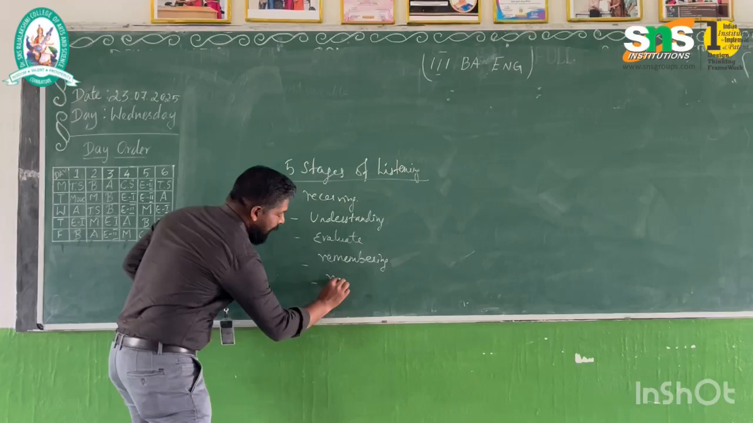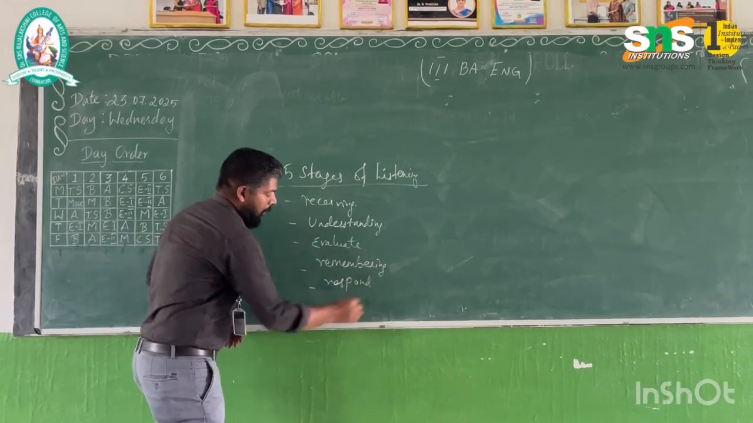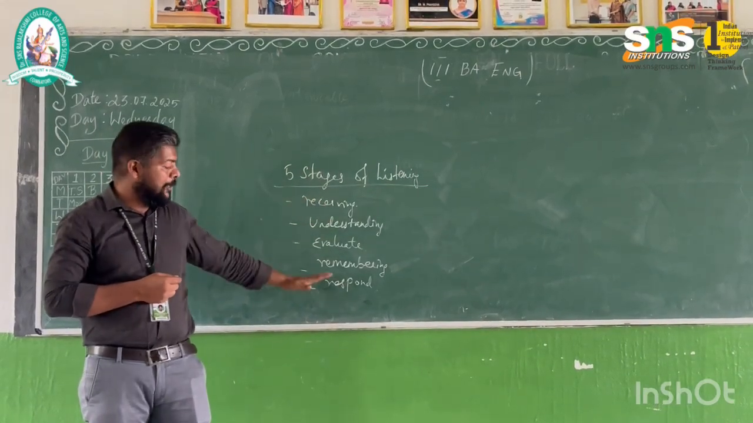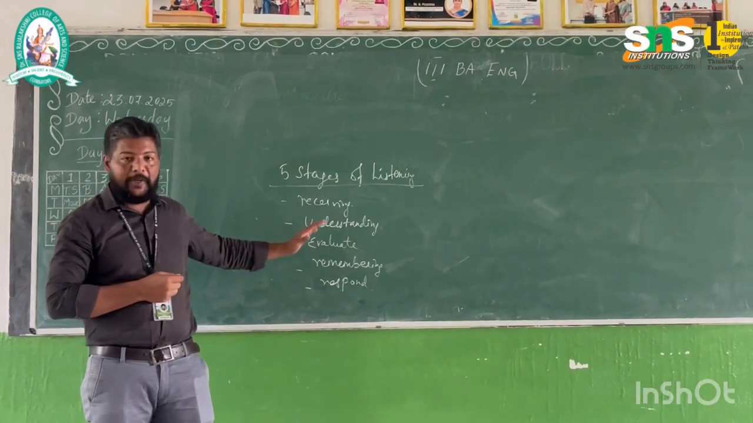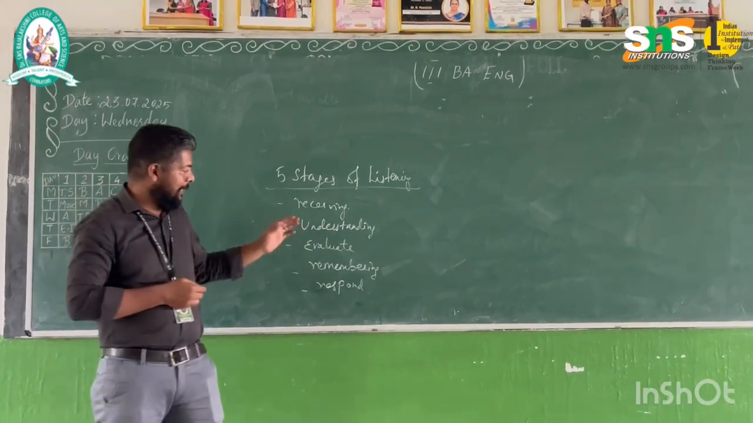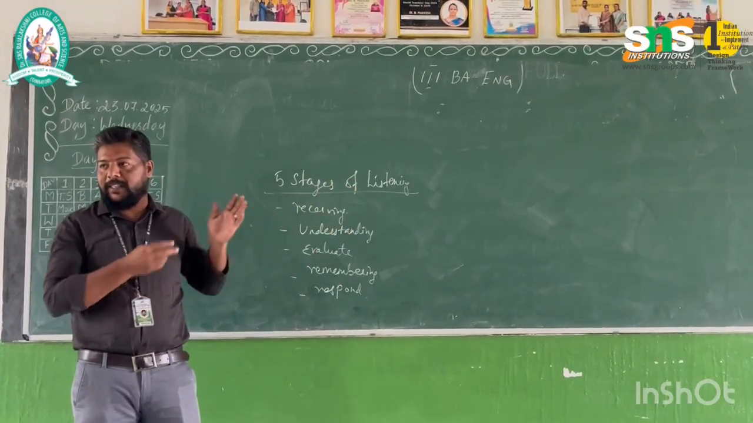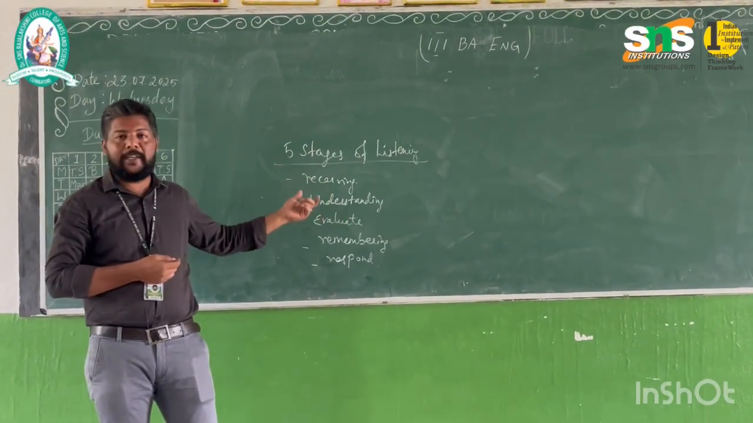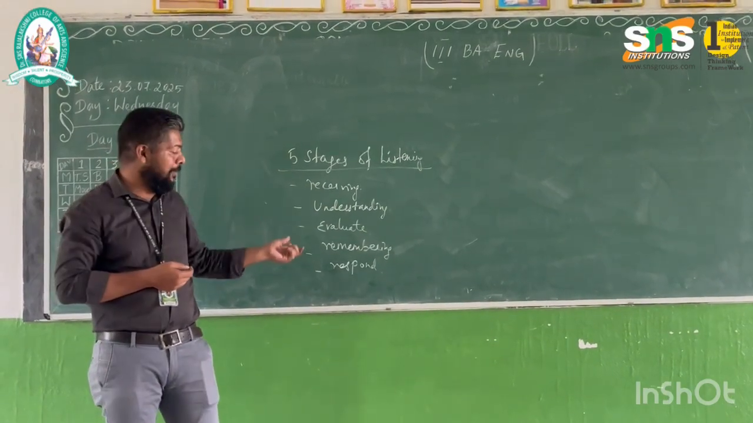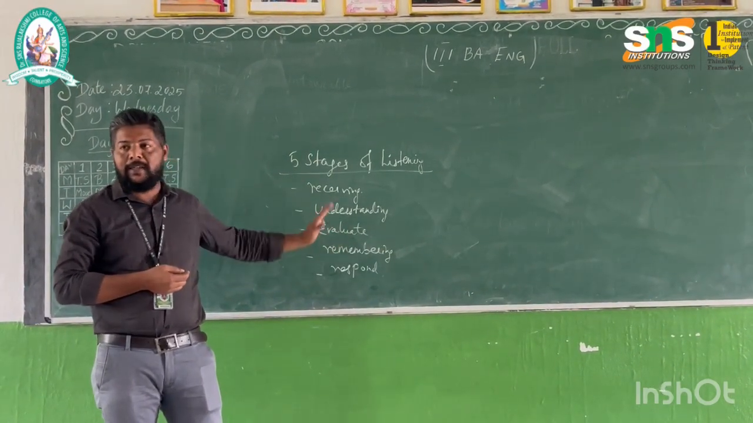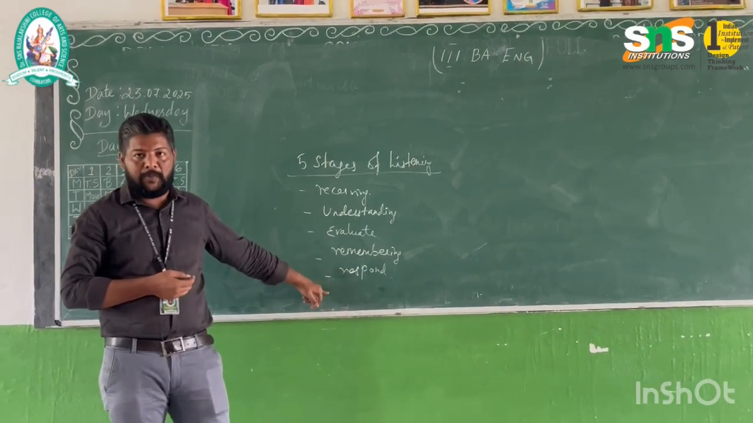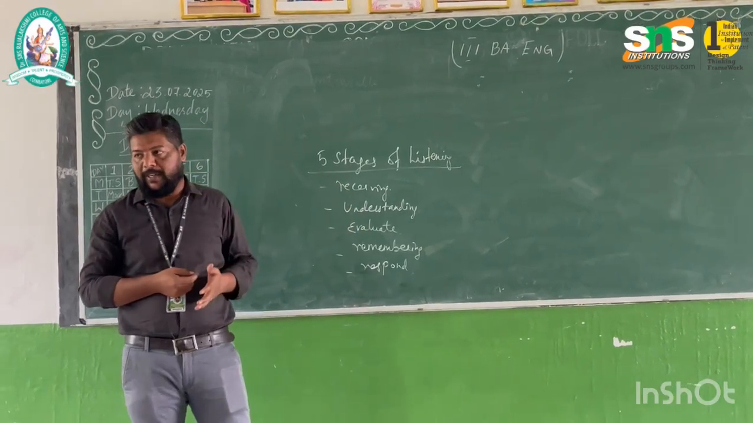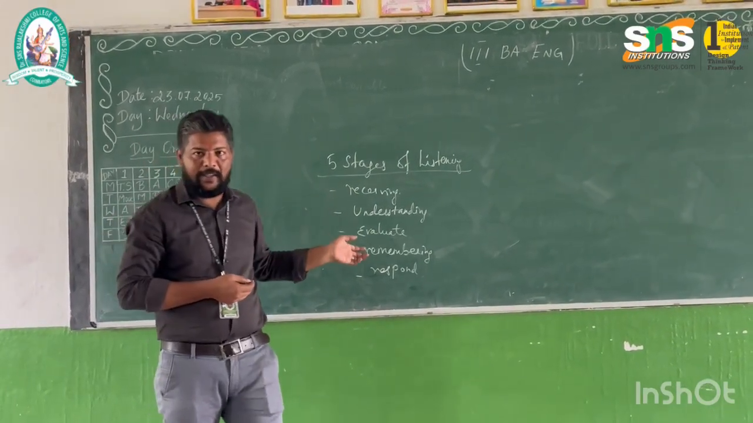Then the fifth stage is respond. Response is the last stage. When you are listening to your friend, you should respond only at the end of the communication. You should not interfere in between. For example, if your friend is sharing a problem, and you interrupt in between, he may forget what he wanted to say to you. So you need to wait until he completes his point. After that, you can respond. To respond, you should remember all the things shared by your friend. So these are the 5 stages of listening.